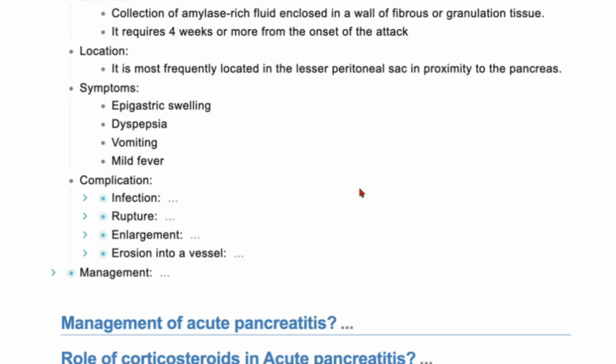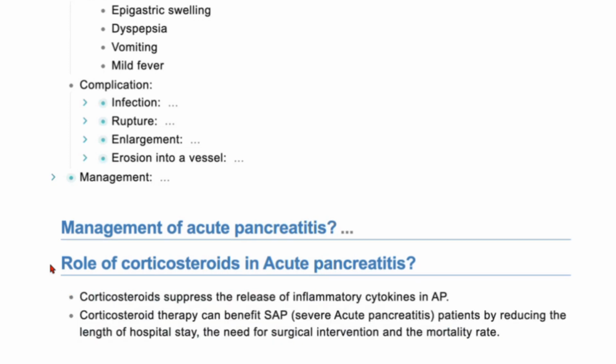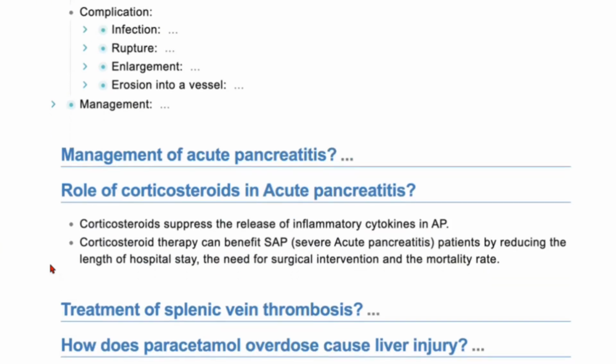But I'm not too certain, so could I move on to the next question, please? That's fine. What's the role of corticosteroids in acute pancreatitis? So the role of corticosteroids in acute pancreatitis is that it reduces the inflammation of the pancreas and has a role in decreasing mortality and morbidity and reduces length of hospital stay.